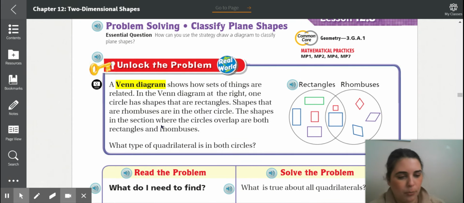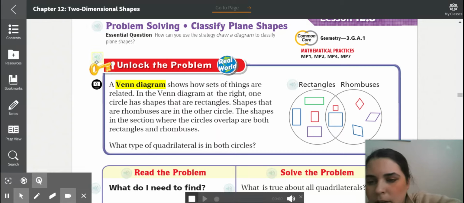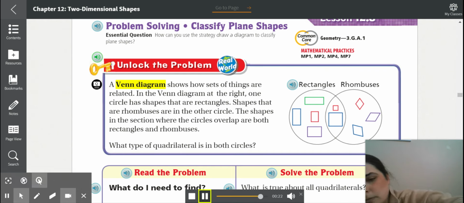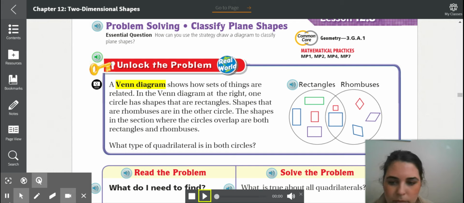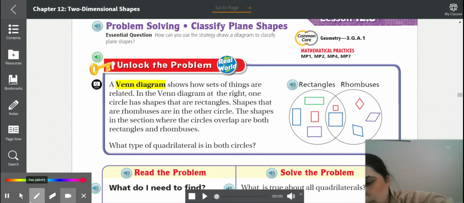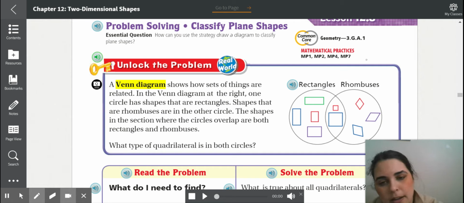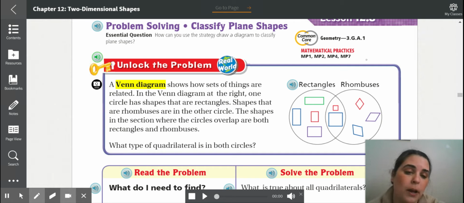Okay, so let's start by unlocking the problem. All right, so let's read that again. What we're looking at over here is a Venn diagram, and we've seen those before. That's when we are seeing what's the same and what is different. For this one, we're looking at rectangles and rhombuses. We want to know what's different about these shapes, and then also in the center is what's the same.